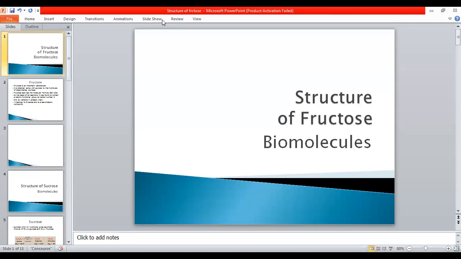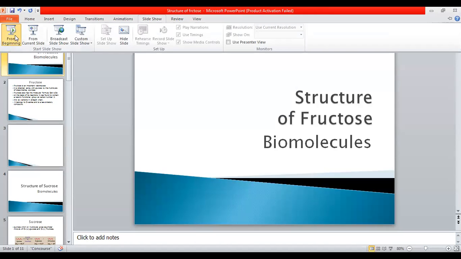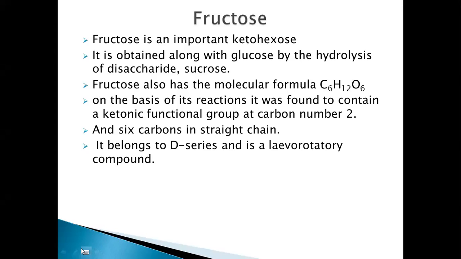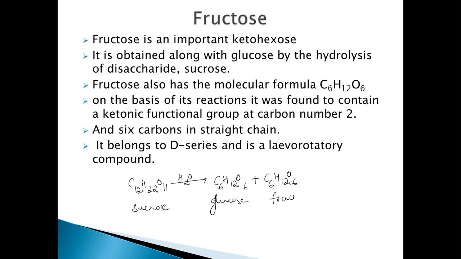In this video, I'm going to discuss the structure of fructose in detail, the open chain structure and the cyclic structure of fructose. This fructose is obtained when sucrose, whose formula is C12H22O11, is hydrolyzed. On hydrolysis, sucrose gives you glucose plus fructose.